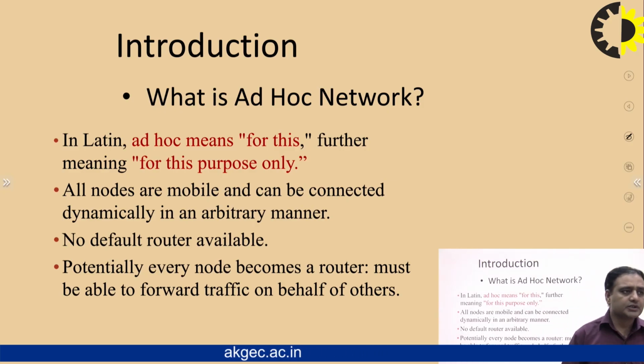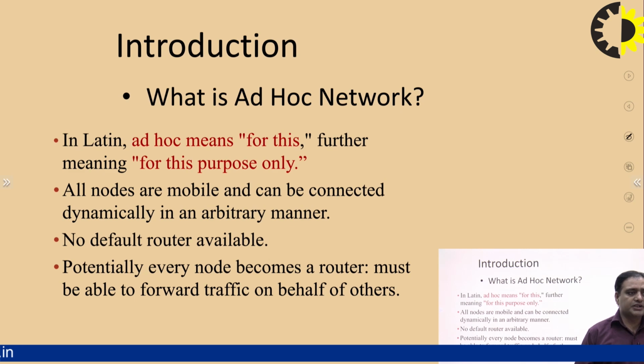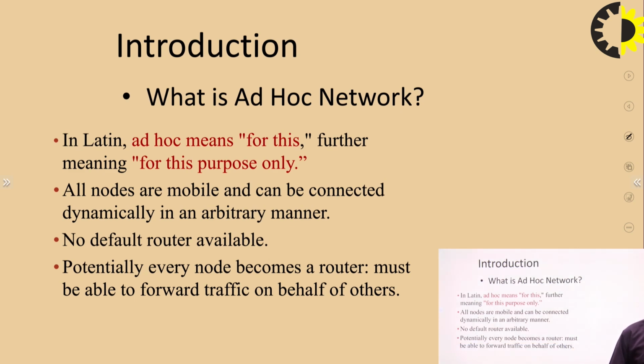What are ad hoc networks? It means all nodes are mobile and can be connected dynamically in an arbitrary manner, that is, random manners. No default router is available. Potentially every node becomes a router and must be able to forward traffic on behalf of others. It has the feature that there is no default router, meaning no specific route is mentioned in the network. This is known as ad hoc networks. In ad hoc networks, all the devices are connected in arbitrary, that is random, manners.